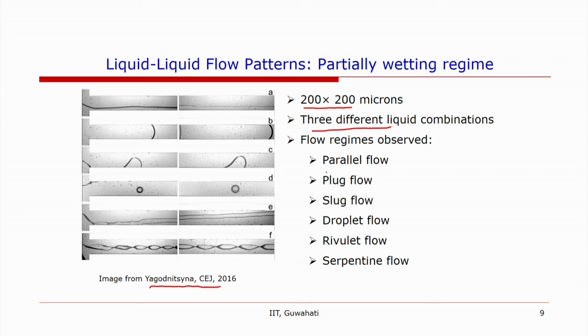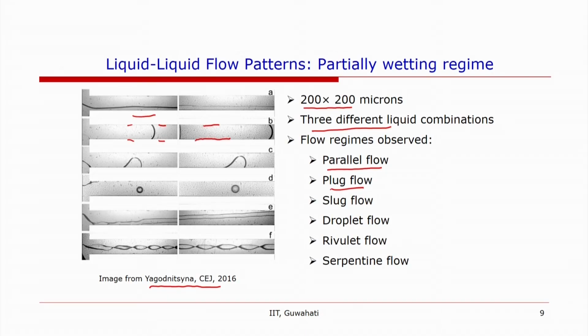So, they show that they have observed parallel flow, then plug flow. In this plug flow, you can see that there is no film surrounding the wall, both phases are in contact with the wall, and that is bound to happen when we go to smaller channel size, because at the smaller channel size the contact angle will play a major role, and so the hydrophilicity and hydrophobicity of the channel will also play a role. So, one can have plug flow there.